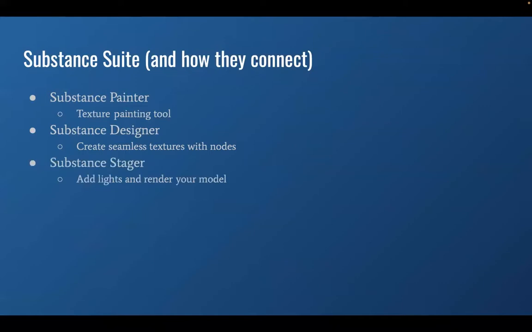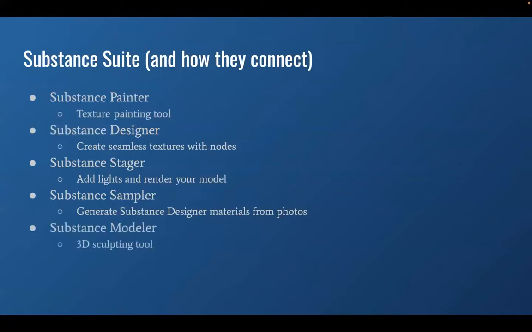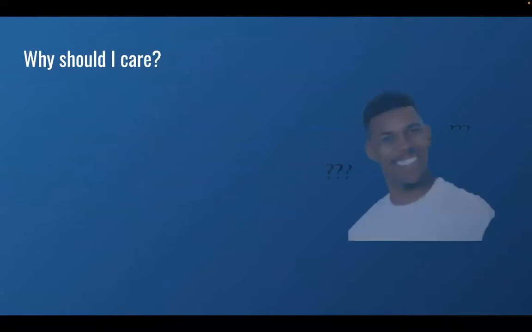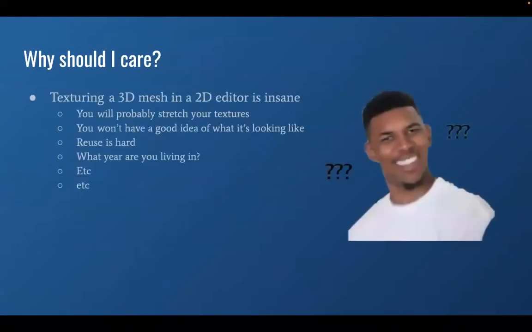Substance Stager is not really as relevant for game dev. It's just for rendering out your models very quickly. Substance Sampler is a little bit relevant for game dev, where you can take pictures of real textures in the real world and then auto generate normal maps and height maps and roughness maps from those. And Substance Modeler comes out in like 2 weeks, and it's a sculpting tool. Anyway, why do I care about Substance Painter?